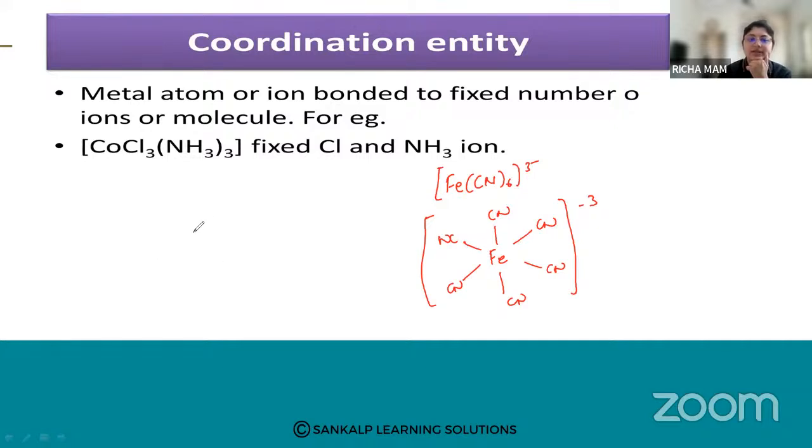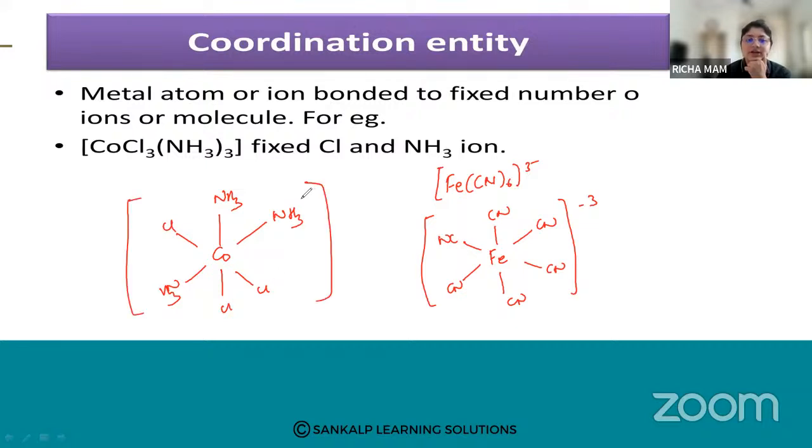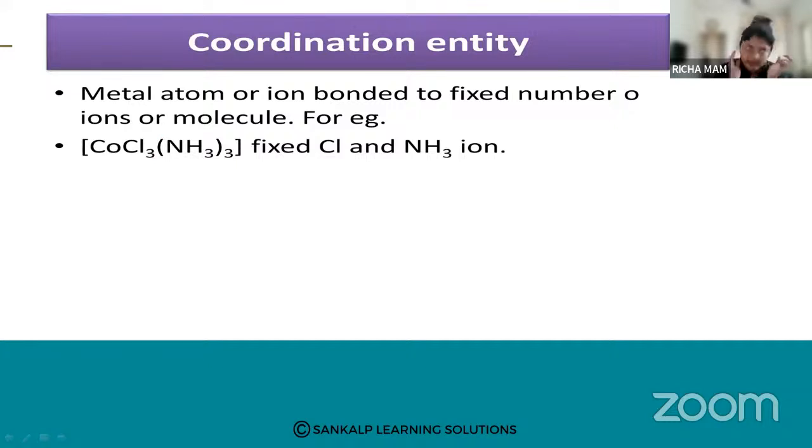Now again, one more example I can give you. Cobalt with Cl, Cl, then NH3, NH3, NH3, and Cl. So this is another example, and this is your coordination entity. Here the Cl and NH3 ligands are fixed. So the fixed number of ligands attached to the central metal atom is called the coordination entity. The next term which we are going to use is the central atom or ion.